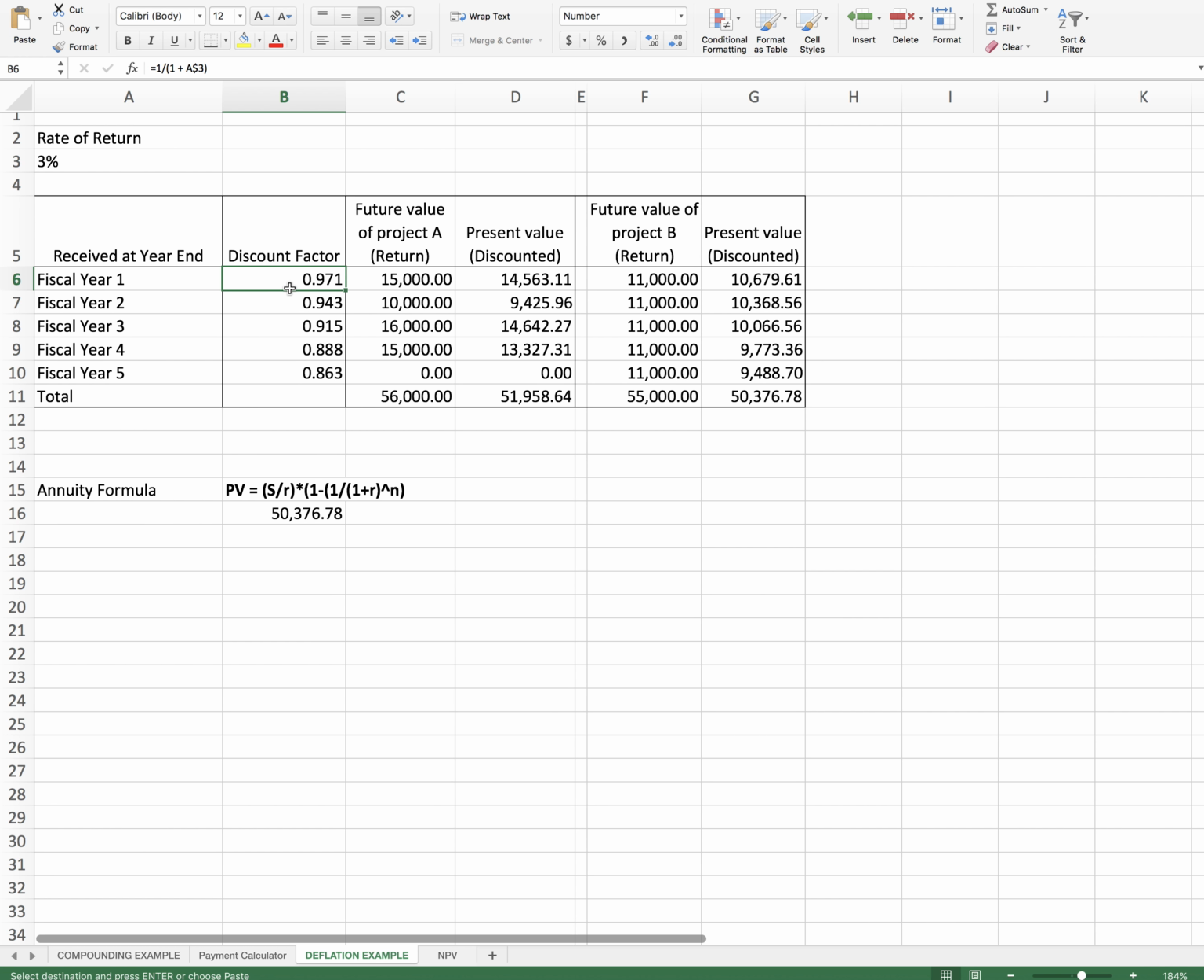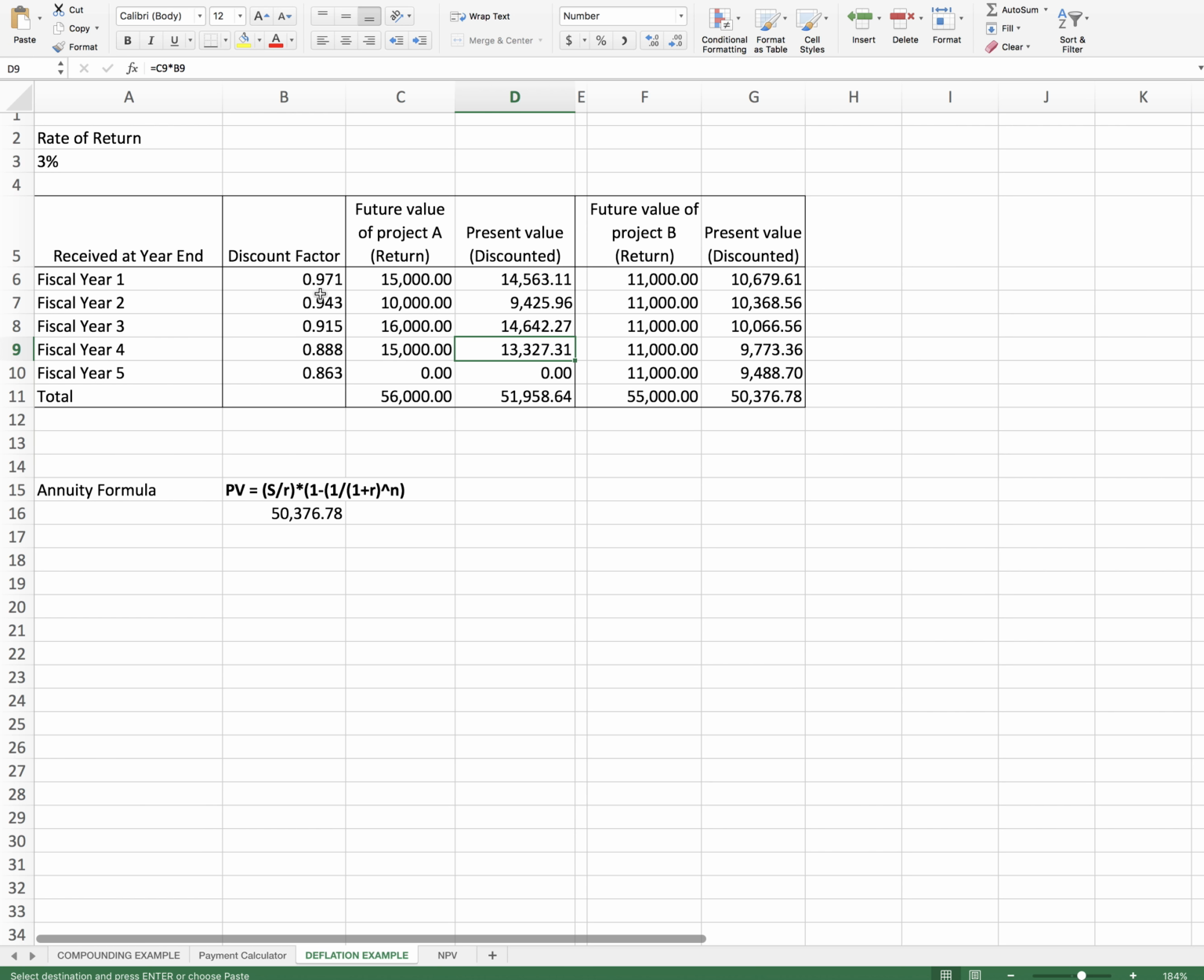Then I take the 0.971 and multiply it times 15,000, and that gives me a present value, a discounted value, of 14,563. So next year will be fiscal year one, but the current value of next year's dollars for 15,000 is really worth 14,500, based upon this 3% rate of return. Year two, $10,000 is worth 9,400. Year three, 16,000 is worth 14,006, and then in year four, 15,000 is worth $13,300.